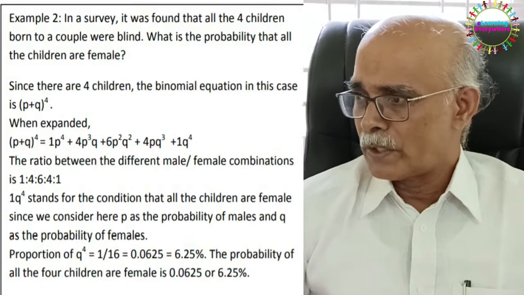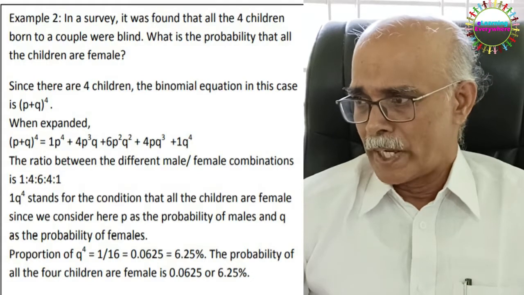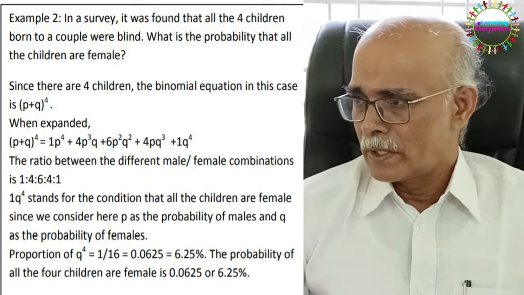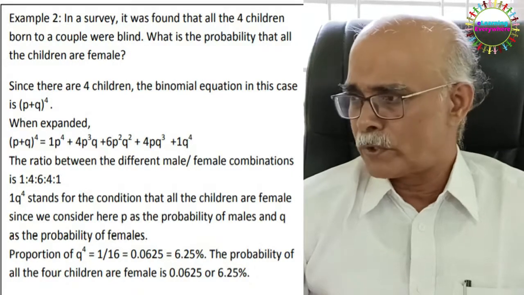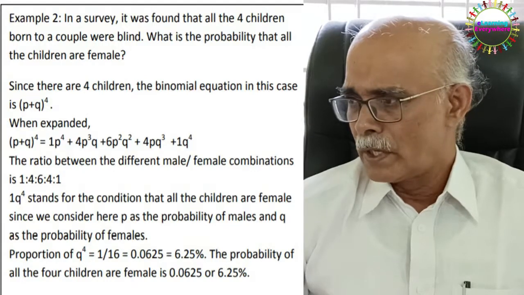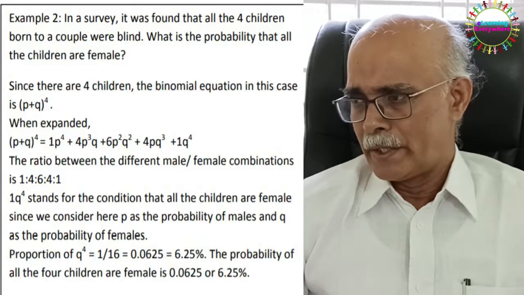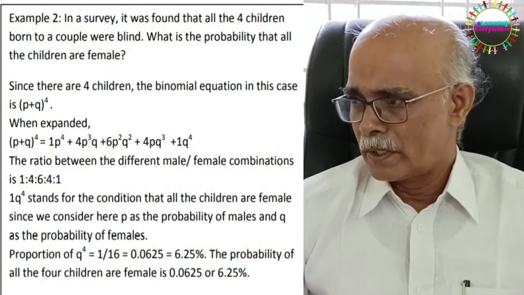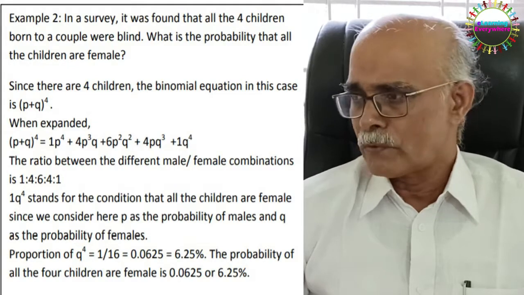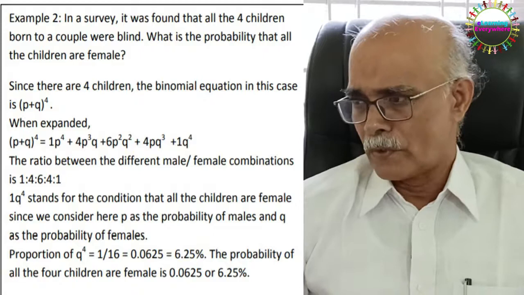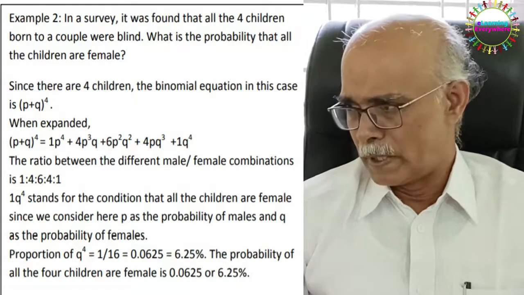The binomial equation here will be (p plus q) raised to 4, and when expanded, (p plus q) raised to 4 is equal to 1 p raised to 4 plus 4 p cubed q plus 6 p squared q squared plus 4 p q cubed plus 1 q raised to 4. If you take the ratio of the coefficients, it is 1 is to 4 is to 6 is to 4 is to 1. Q raised to 4 stands for the condition that all the children are female.